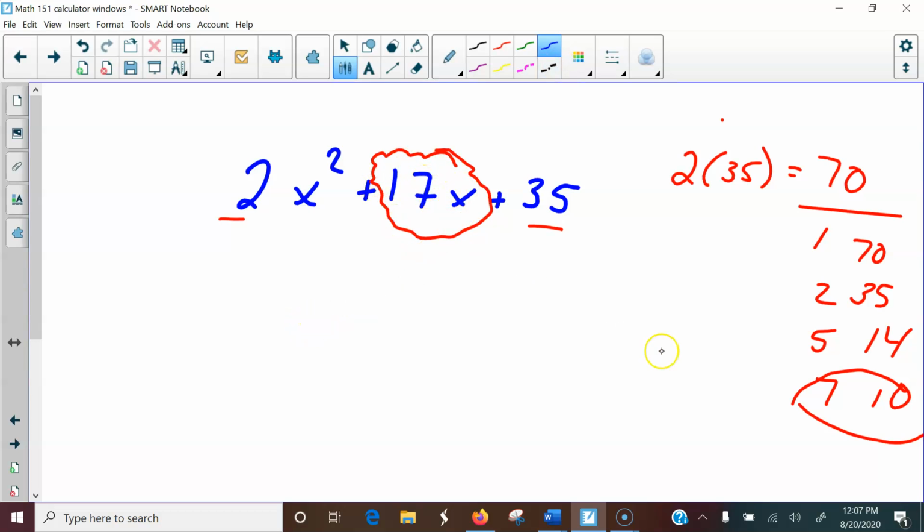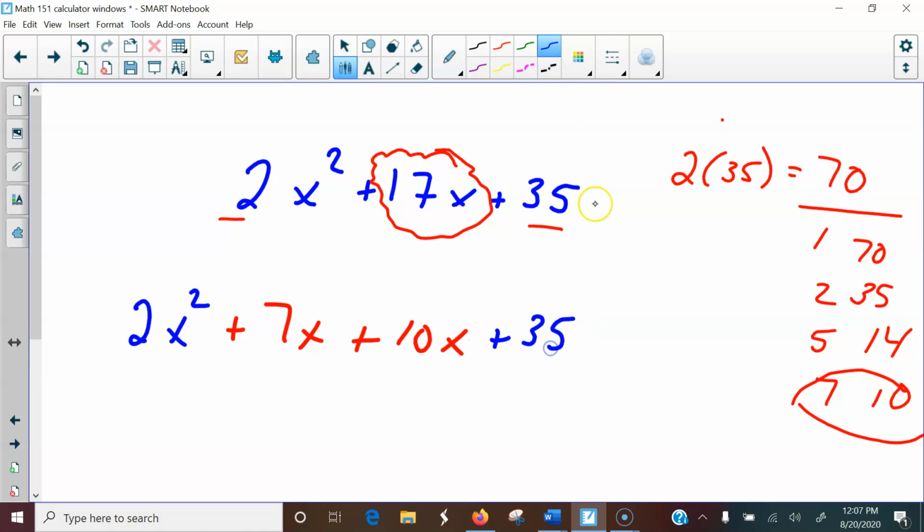We will rewrite the 17 as 7 plus 10. So that's 2x squared plus 7x plus 10x. And it doesn't matter if you put the 10x first or the 7x first. You will end up with the same answer. And then plus 35.